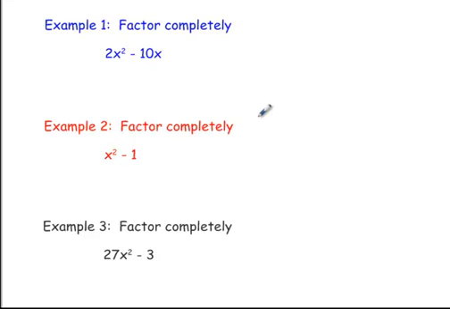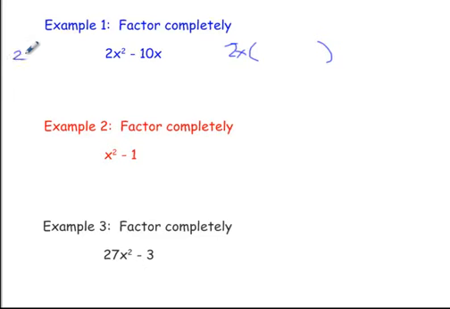Alright, some examples to try. Now, for the first one, you're going to look for the greatest common factor. There's a 2 and an x. 10 is divisible by 2. There's an x in every single term. So the greatest common factor is 2x. Then you put parentheses for what's left over, and you do 2x squared divided by 2x.